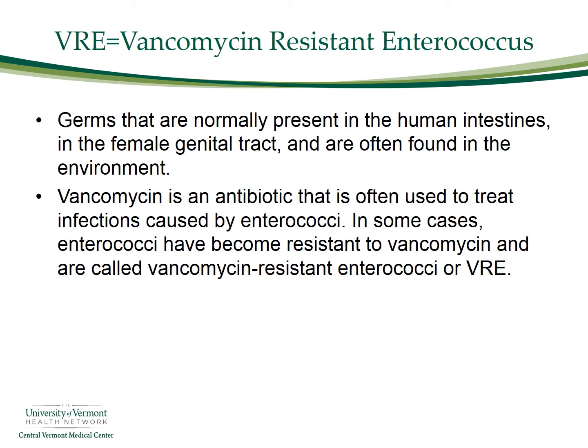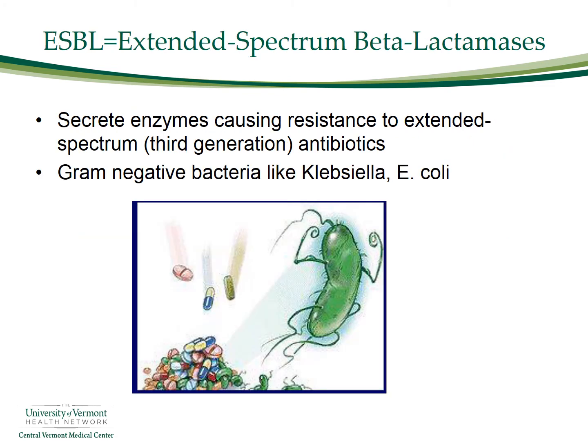Vancomycin-resistant enterococci are bacteria that have become resistant to vancomycin, the drug often used to treat this type of infection. Enterococci are bacteria that are normally present in the human intestine, the female genital tract, and are often found in the environment. Most vancomycin-resistant enterococcal infections occur in hospitals. VRE can cause infections of the urinary tract, bloodstream, wounds, and can be associated with catheters or surgical procedures.